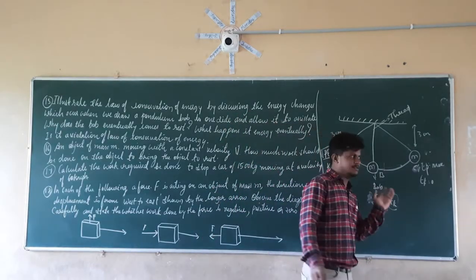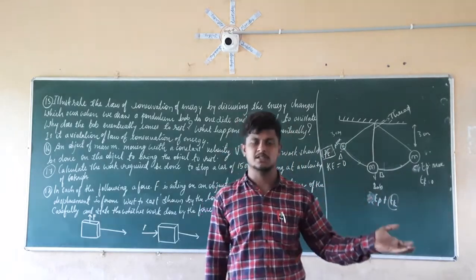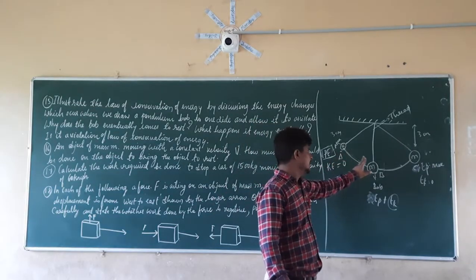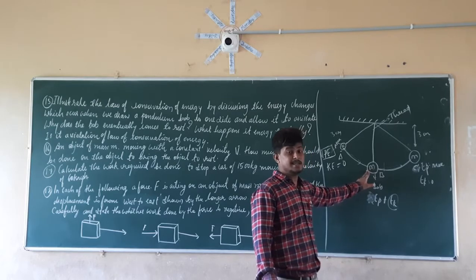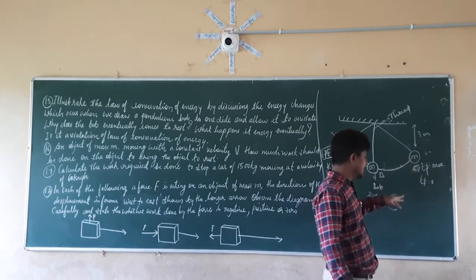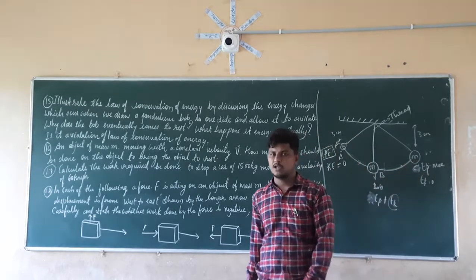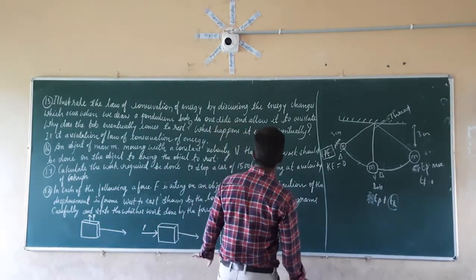So this is how the pendulum bob works, and there will be the conversion of the energy in the pendulum bob. Here only potential energy, here potential and kinetic energy. So that potential energy is getting converted into the kinetic energy. Here only potential energy: whatever kinetic energy is gained, it is going to convert into the potential energy again. So this is the answer for the first question.